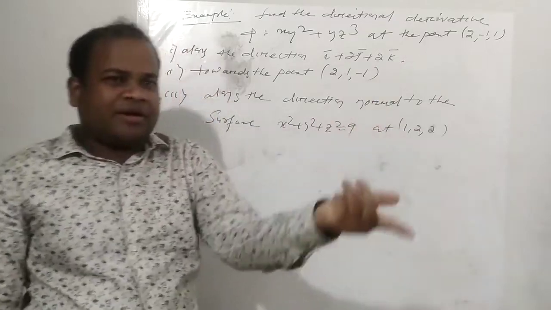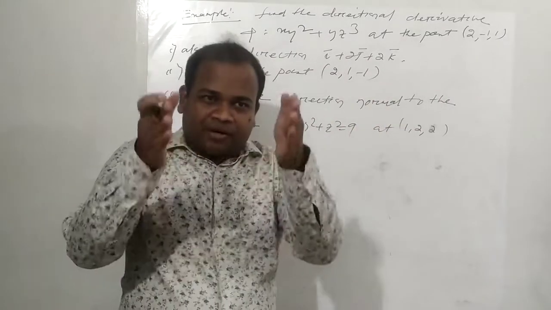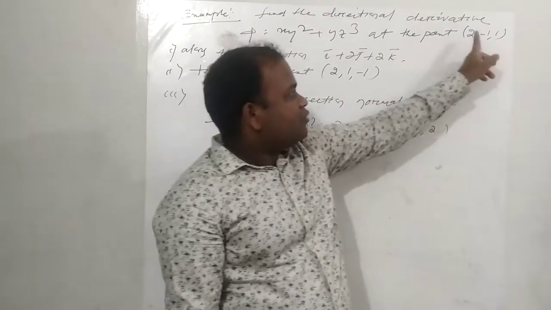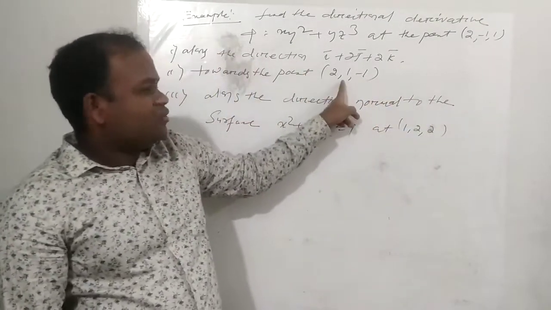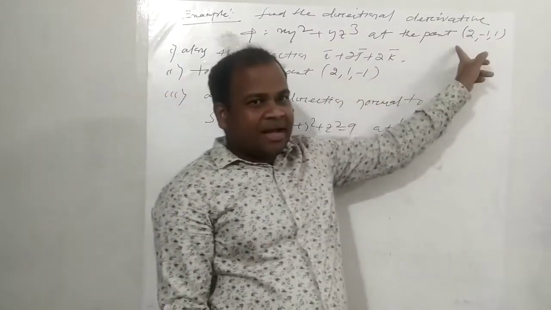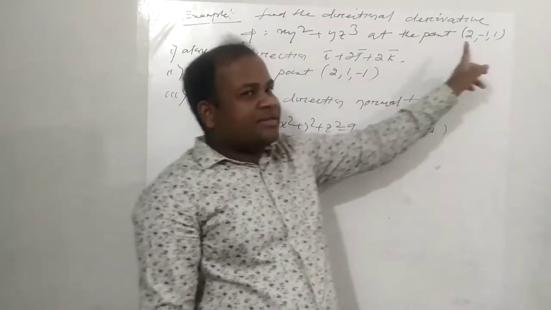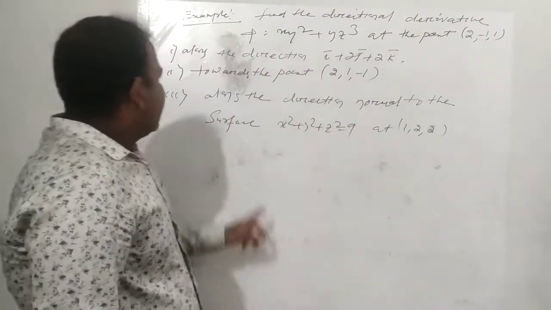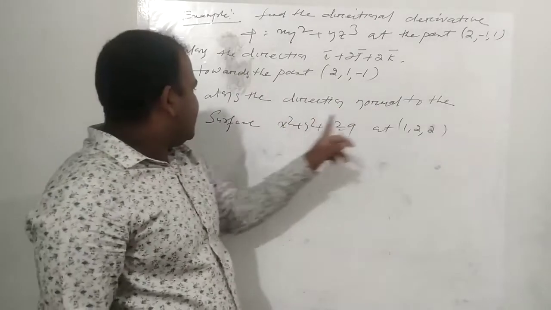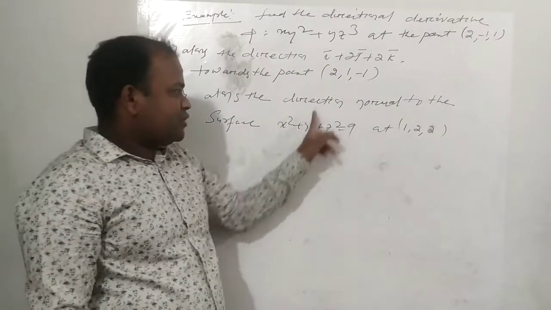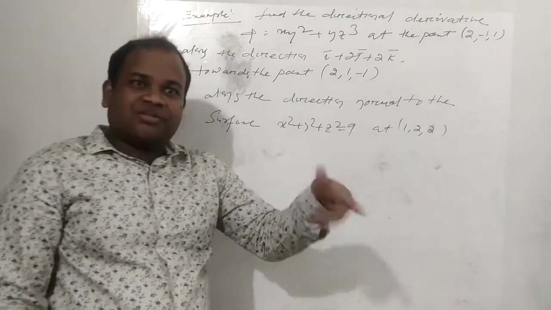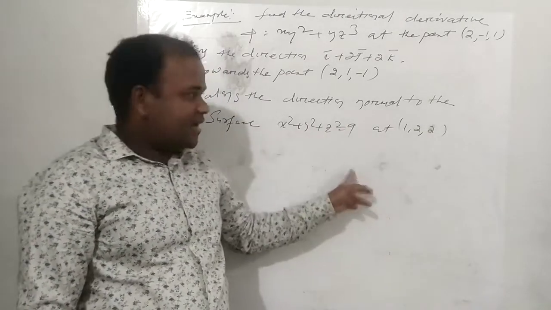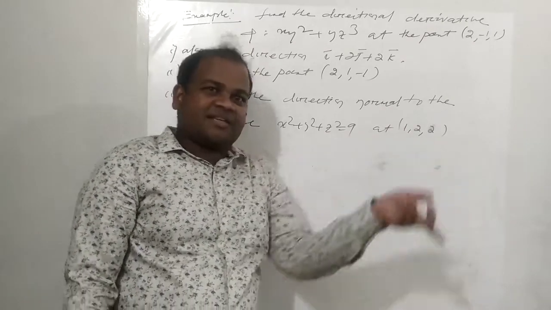Just find the value of u cap, u vector upon modulus of u vector. That's all. Then towards the point, this is x1 y1 z1 and this is x2 y2 z2: x2 minus x1 i, y2 minus y1 j, and z2 minus z1 k. Next, along the direction of the normal to the surface x square plus y square plus z square minus 9 equal to 0. This is phi 1, so here you will find the value of del phi 1. Thereafter you will put the point in x, y, z.